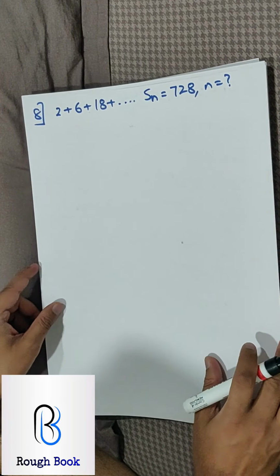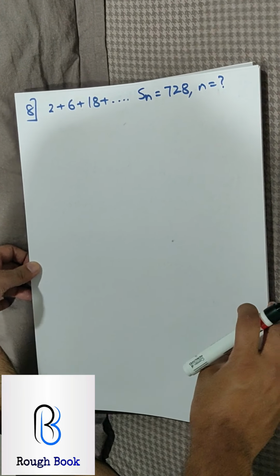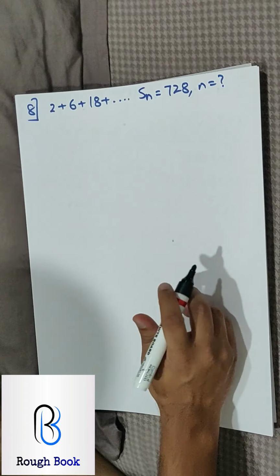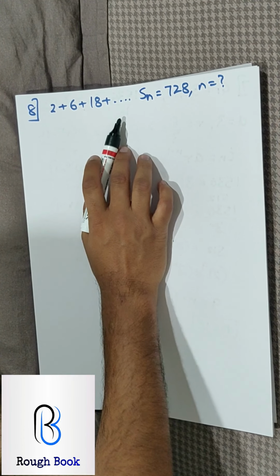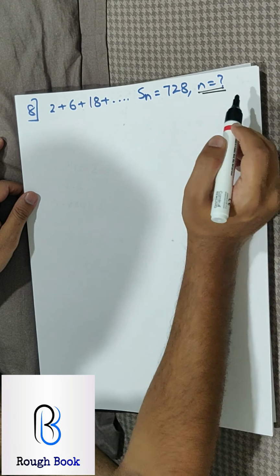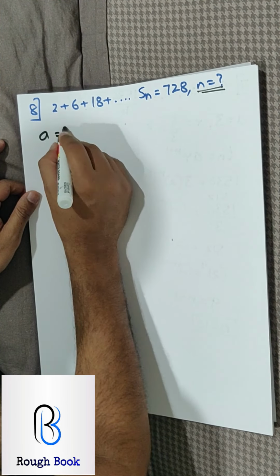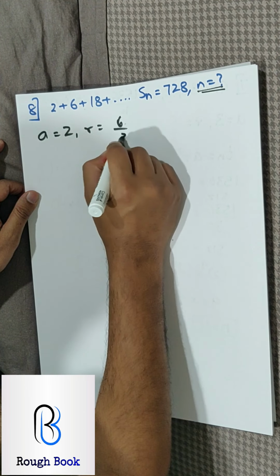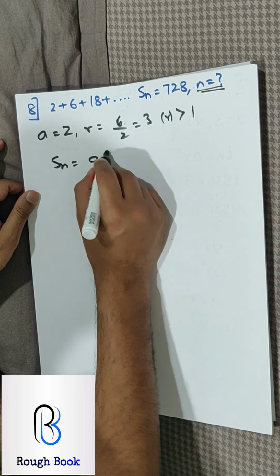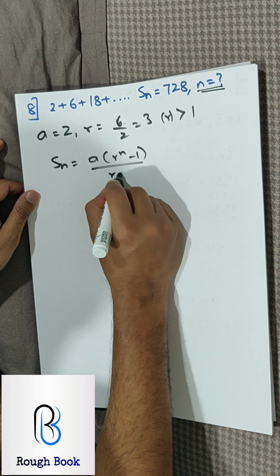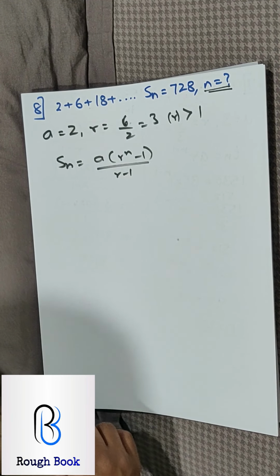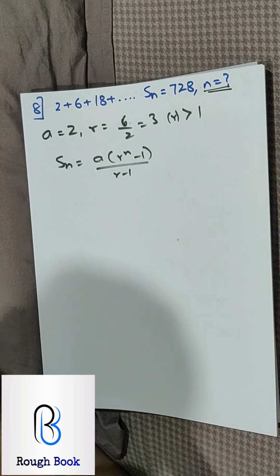Let's go to the last sum for this exercise, sum number 8. Everyone, give your best. How many terms of the series so and so must be taken so that the sum is equal to 728? So you are trying to find n. Straightforward question. A is 2, R is 6 by 2, so 3. So R is greater than 1, so the Sn formula is A times R raised to n minus 1, upon R minus 1. Try it on your own.